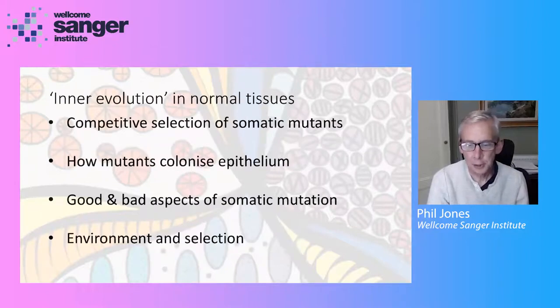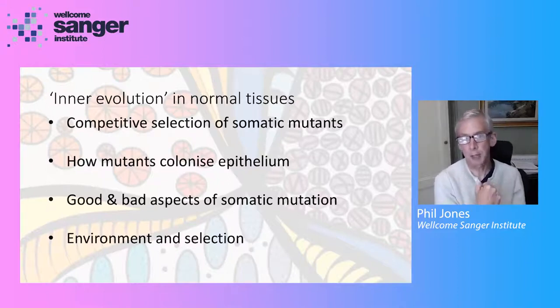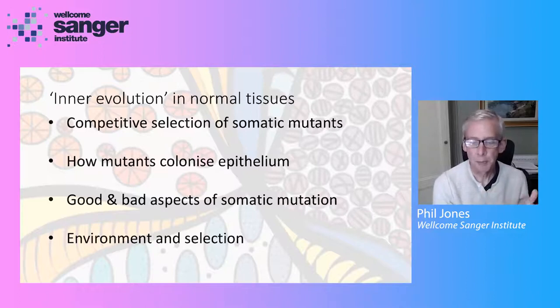And today I'd like to talk to you about what I've called inner evolution. As we get older, we inevitably get more and more mutations in our cells. And some of these mutants will spread through our normal tissues as large clones, competing for space and potentially promoting diseases like cancer. This process of mutant competition has parallels with evolution, and we may be able to intervene to deplete the mutants that are detrimental.